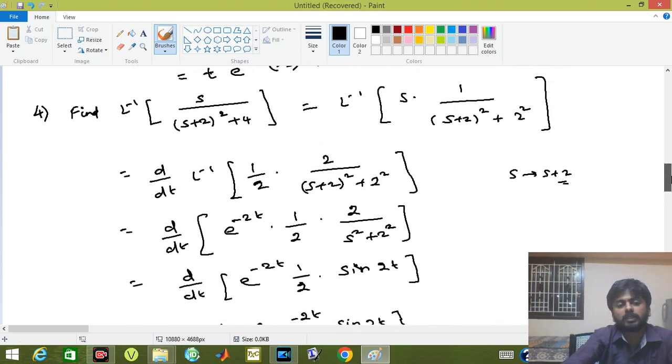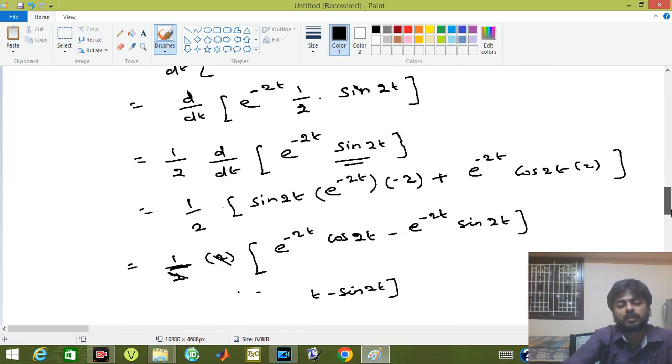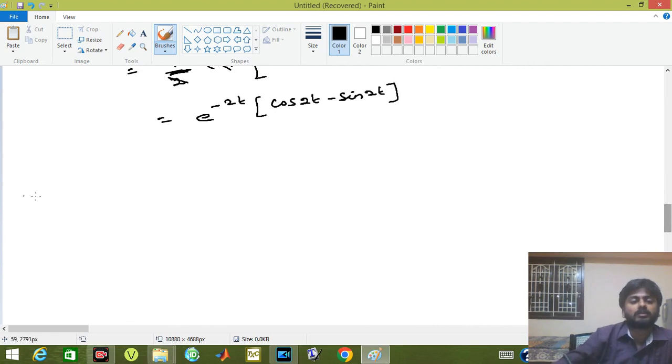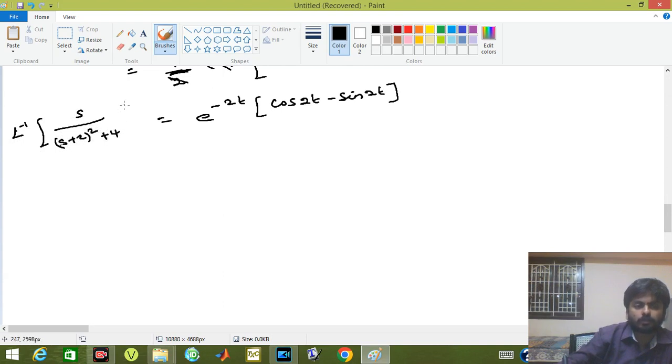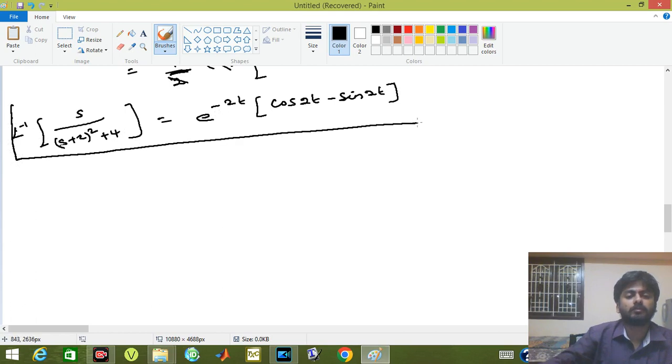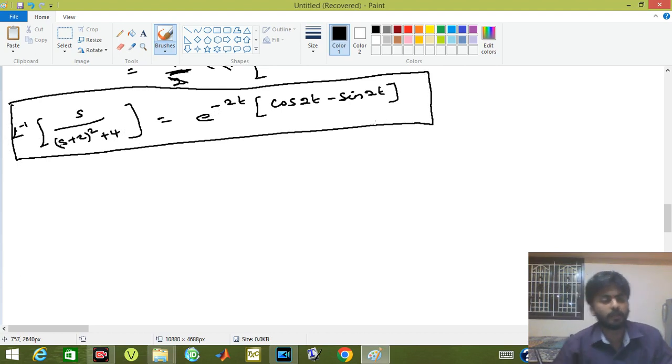So this is the result for L inverse of S divided by (S plus 2) the whole square plus 4. I hope you all understood the problem very clearly.